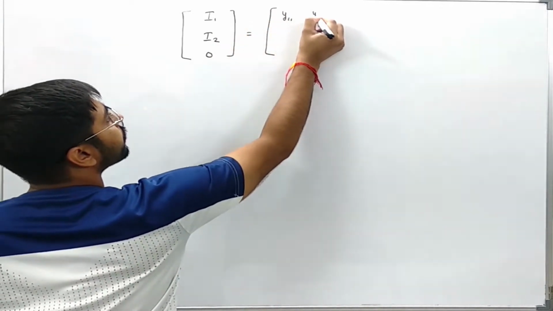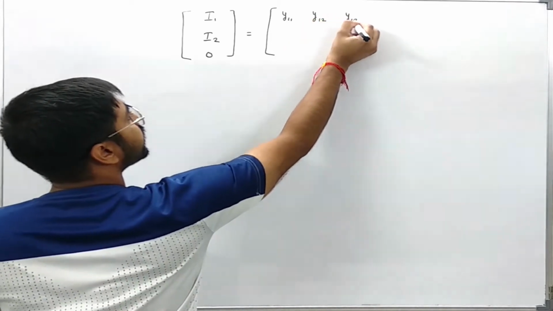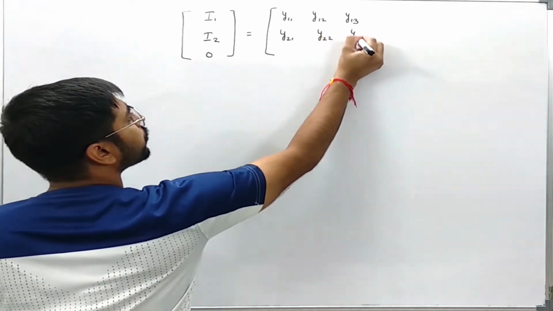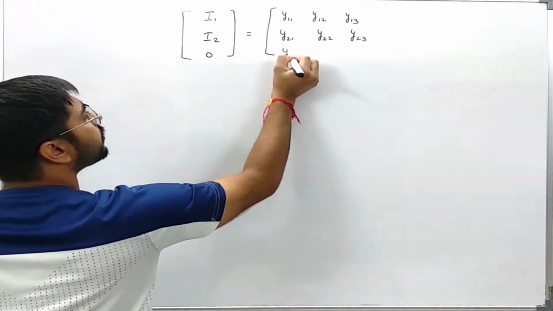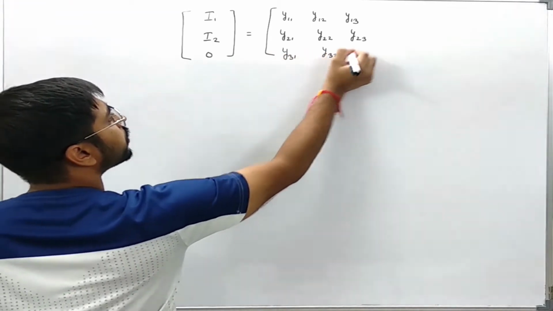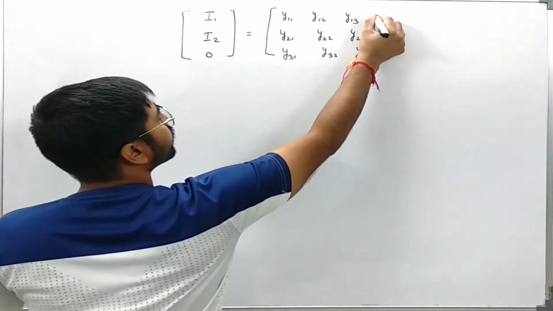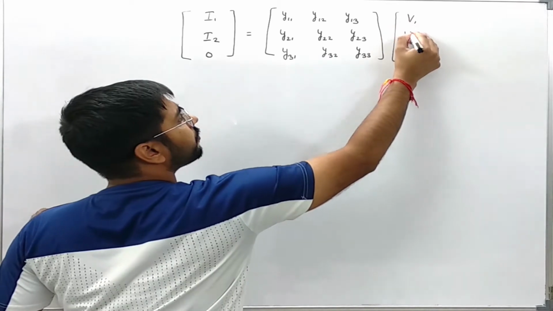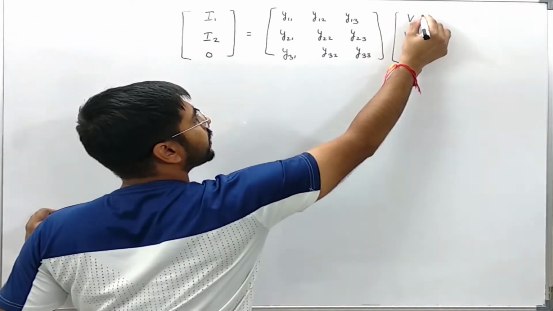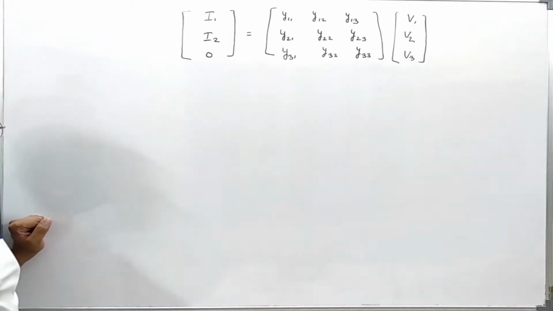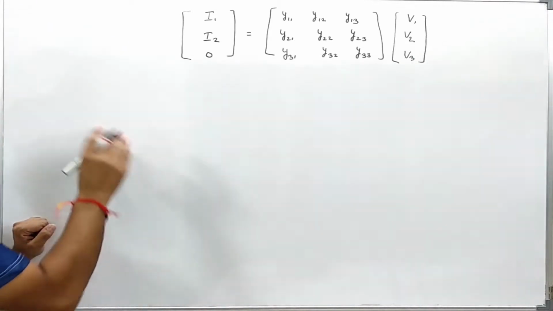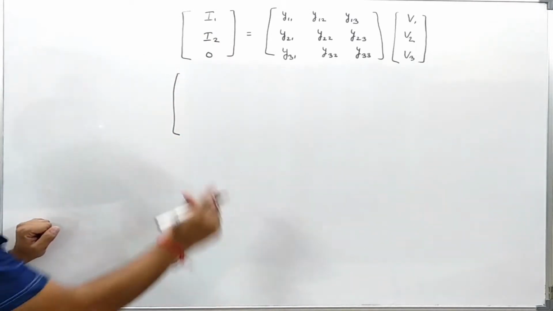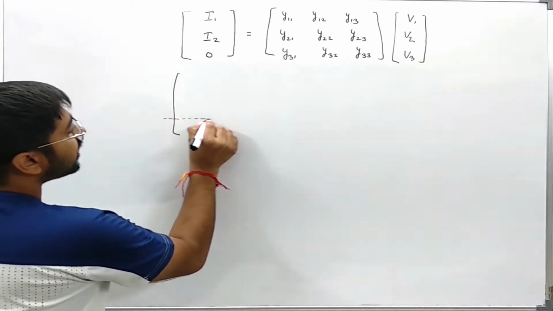y11 y12 y13, y21 y22 y23, y31 y32 y33, and this will be multiplied by the bus voltage vector V1 V2 V3. Now the first step is to write this such that we can somehow group the non-zero current part into a separate matrix element, a separate vector.